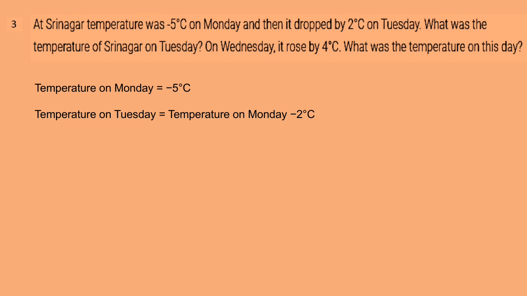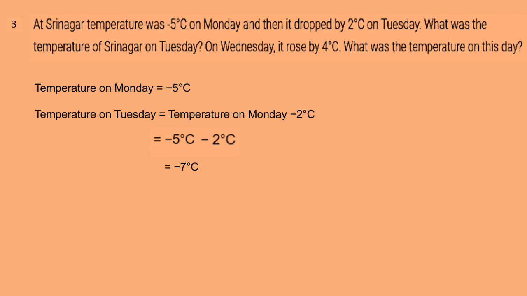Here I will put the values. Temperature on Monday is minus 5 degrees Celsius. Then reduce minus 2 degrees Celsius. Look here, same sign. For same sign, I am going to add these two integers. So 5 plus 2 is 7. Now it's time to put the sign. Same sign means whatever sign is in the question, you can put. So here is minus sign. So my answer is minus 7 degrees Celsius.